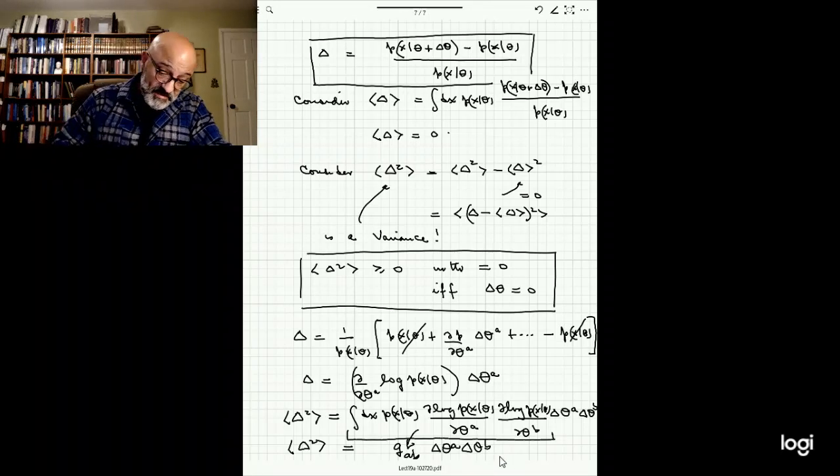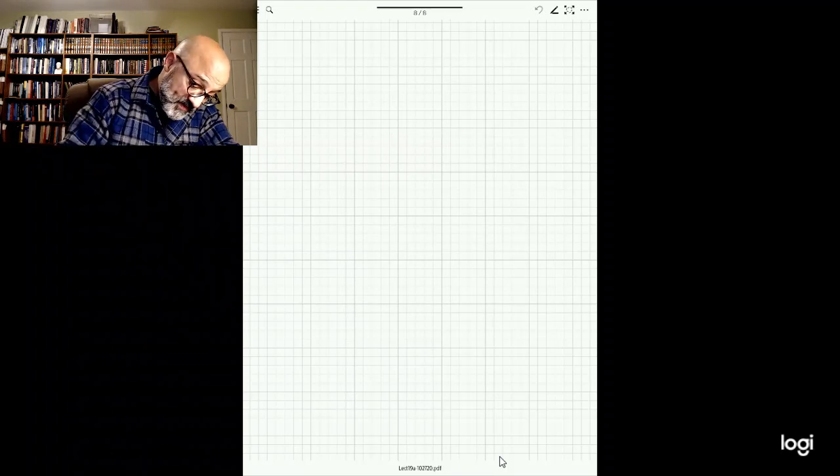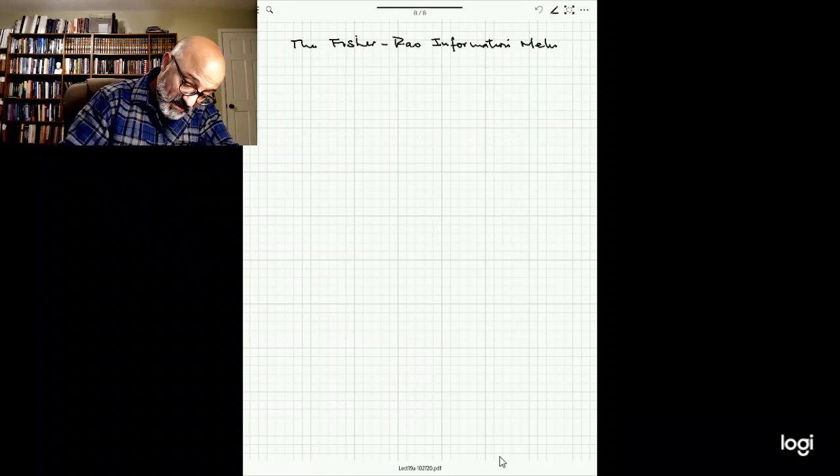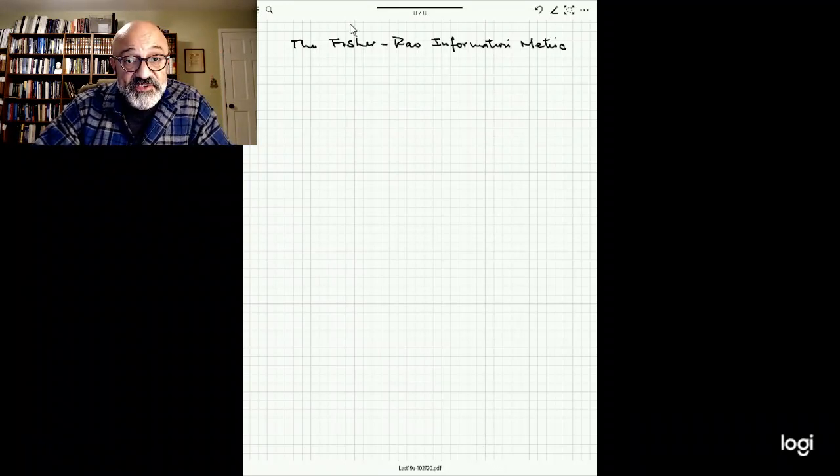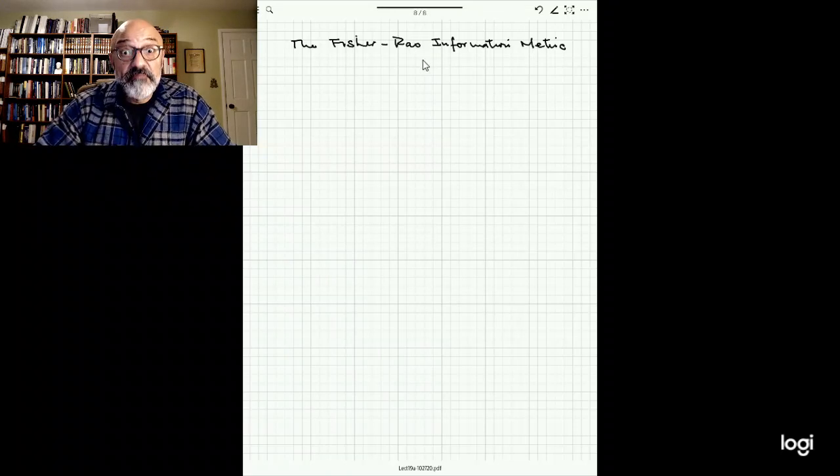This is called the Fisher-Rao information metric. It was originally proposed by Fisher in 1923, I believe, as a measure of distinguishability. It was the Indian statistician Rao in 1945 or so who realized that this was a metric tensor.